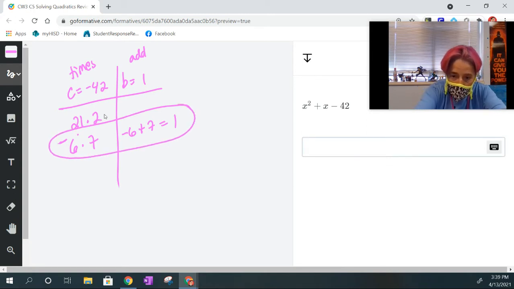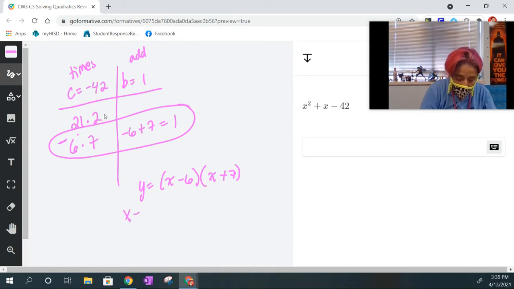So when I write this, this is going to be x. Oh, sorry, we're solving. So this is going to give me the factored form: y is equal to x minus 6 and x plus 7. Now, I'm going to set each one of these equal to 0. So x minus 6 is equal to 0, or x plus 7 is equal to 0, and I'm going to solve for x. That gives me x is equal to positive 6, or x is equal to negative 7.